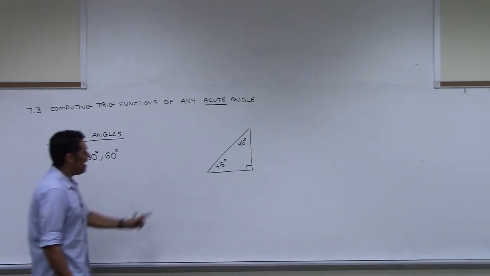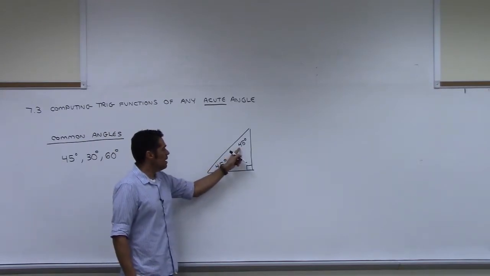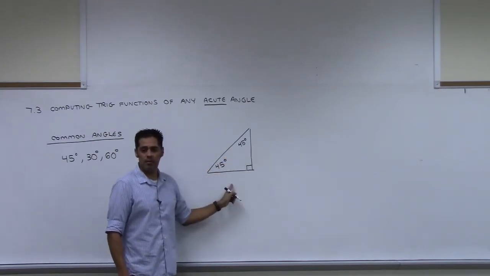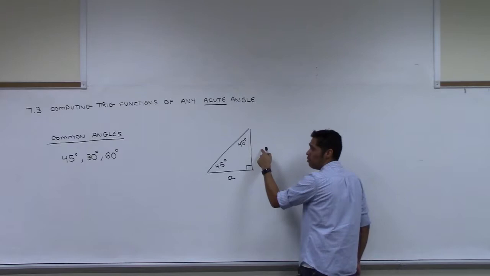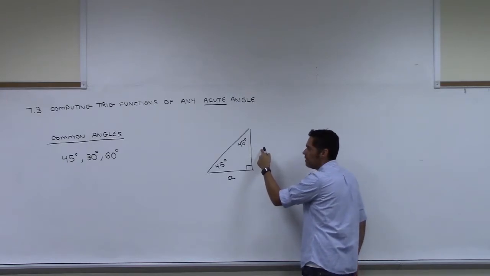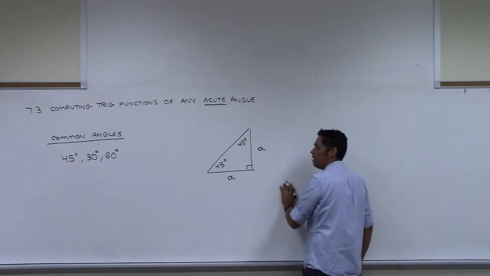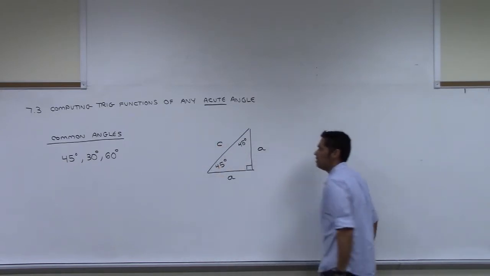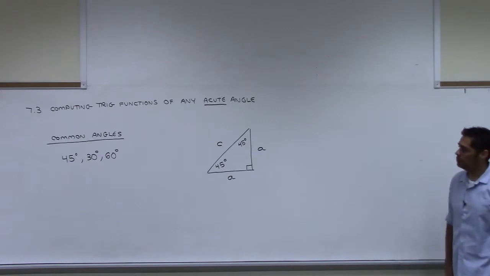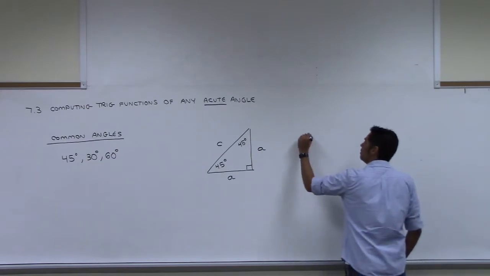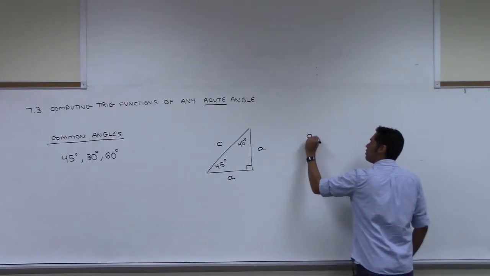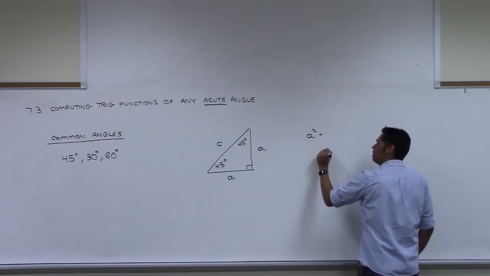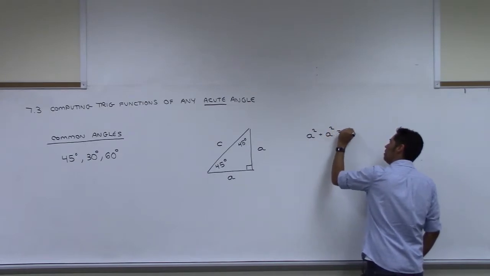Now, if two of the angles are the same, that means the length of these two sides has to be the same also, right? So I'm going to call this A, and I'd normally call this B, wouldn't I? But because it's the same measurement as this one, I'm going to call that A, right? And then this hypotenuse, let's call it C, right? With me? Now, we know that A squared plus B squared equals C squared, don't we? We know that? But let's write that down here. A squared plus what? A squared again must equal C squared.